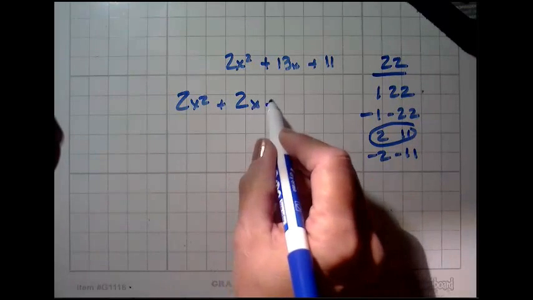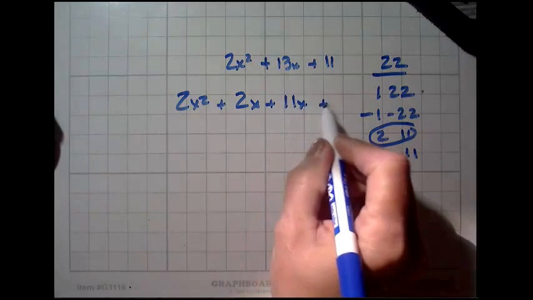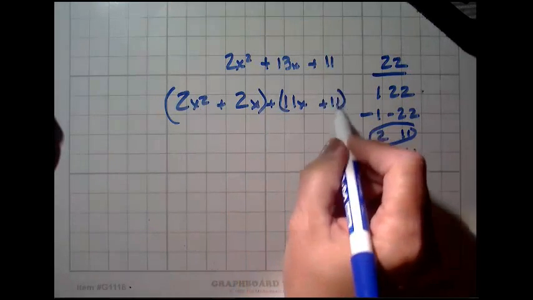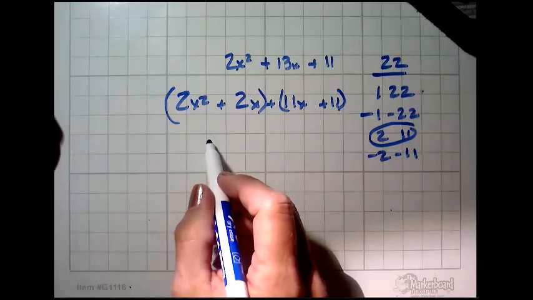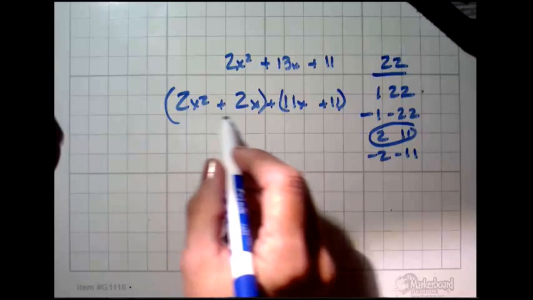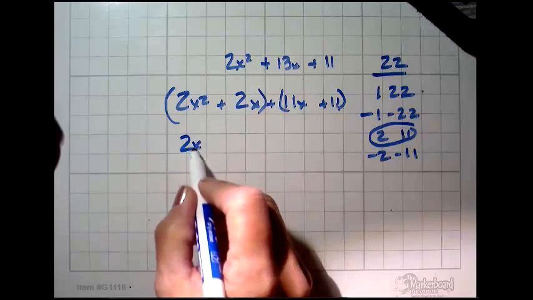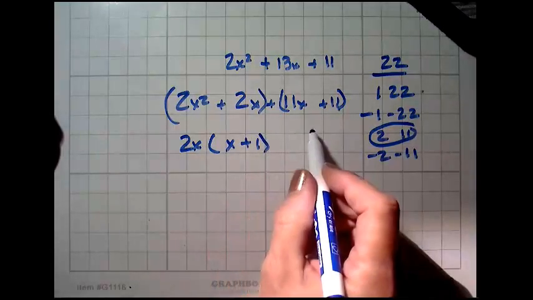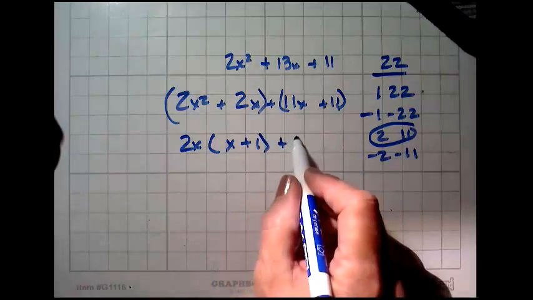2x squared plus 2x plus 11x plus 11. 2 sets of parentheses. You're starting to see a little pattern here, and that's good. The more of these that you do, the better you'll get at them. So do as many as you can find. 2x squared and 2x have in common a 2x. 11x and 11 have in common an 11.